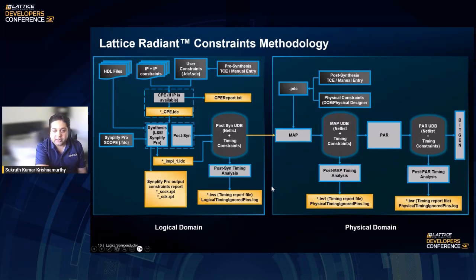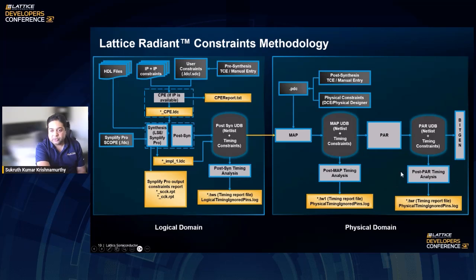This again gives users a good understanding of whether a timing violation is because of the logical domain, because of the post-synthesis timing constraints added, or because of the estimated routing delay. If it's because of the estimated routing delay, continue to run par, and par might fix all the timing violations caused by the estimated routing delay, or it might cause more timing violations. Par generates a par.udb file, which includes the final physical netlist along with the timing constraints that were added during the previous stages.